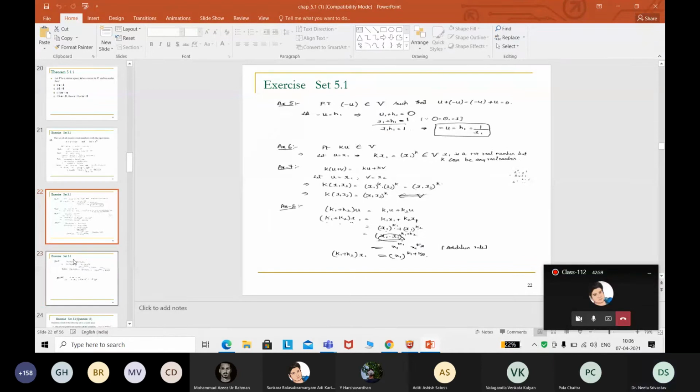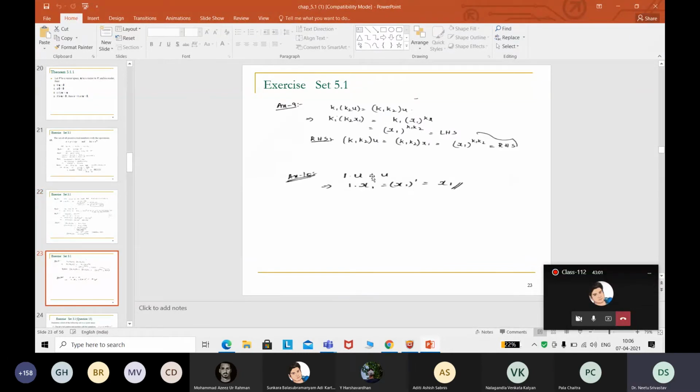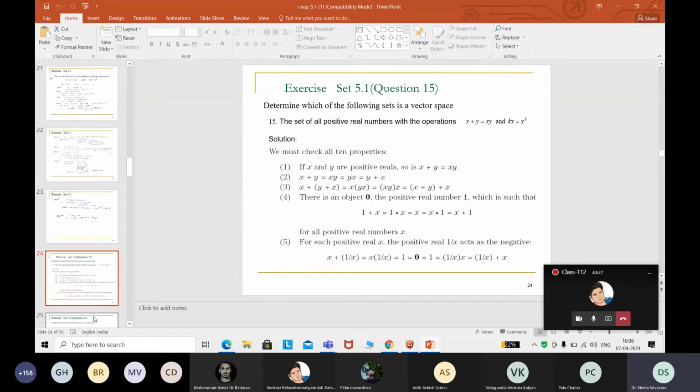Completed? Then I'll leave it as homework. You just see 1 into x1 is equal to x1 raised to power 1, which is going to be satisfied again. When you are multiplying two scalars and then multiplying with x1, you will get x1 raised to the power k1 into k2. And LHS and RHS both are giving the same thing. And this vector is actually belonging again back to the capital V. So it is closed.